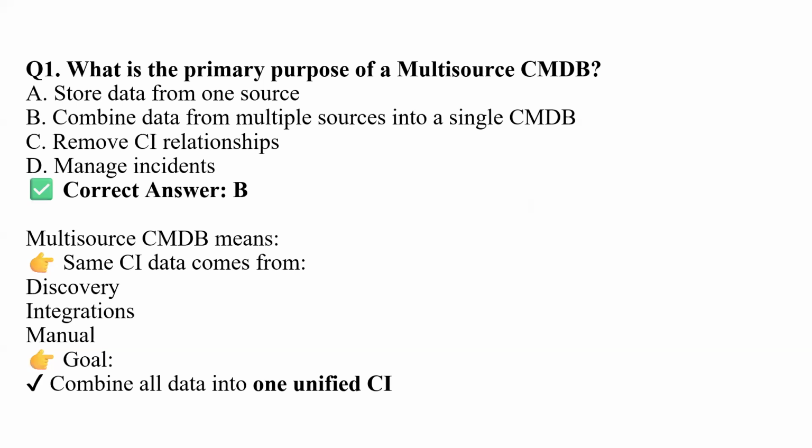What are the multiple sources? Here multiple sources include discovery, integrations, manual. For example, manual is Excel data. So data comes from discovery, integrations, Excel. So the final goal is to combine all data into one unified CMDB. This is the concept of multi-source CMDB.